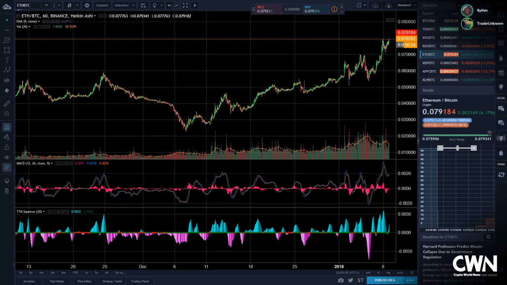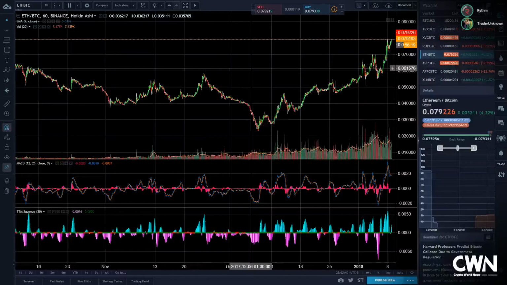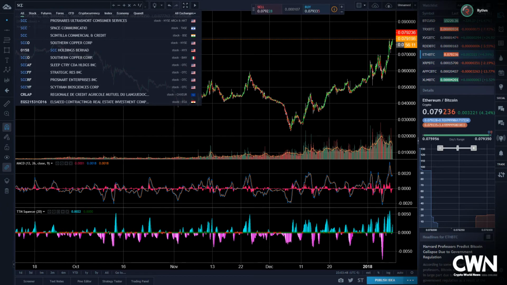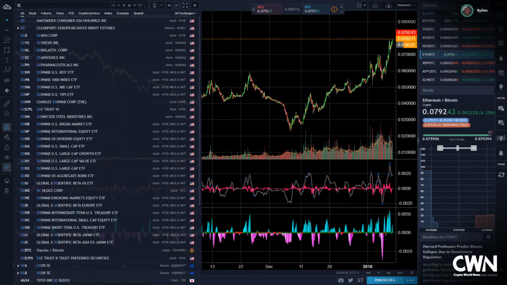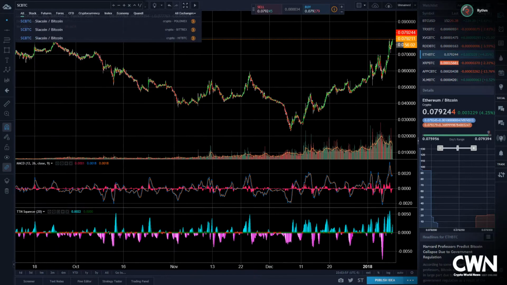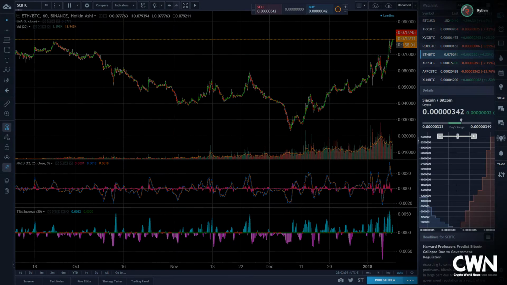I'm not sure why the moving averages aren't working, but all right, let's go ahead and get started. Sia coin, I've never charted it. Can anyone give me what symbol that is? SC. What is it? SC. SC, yeah. Thank you.